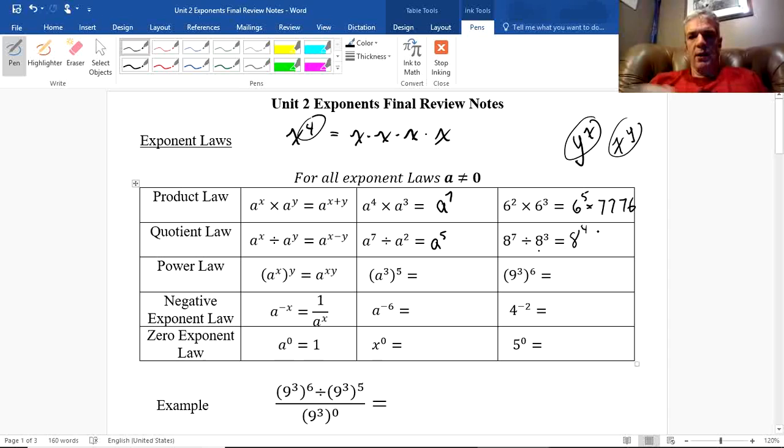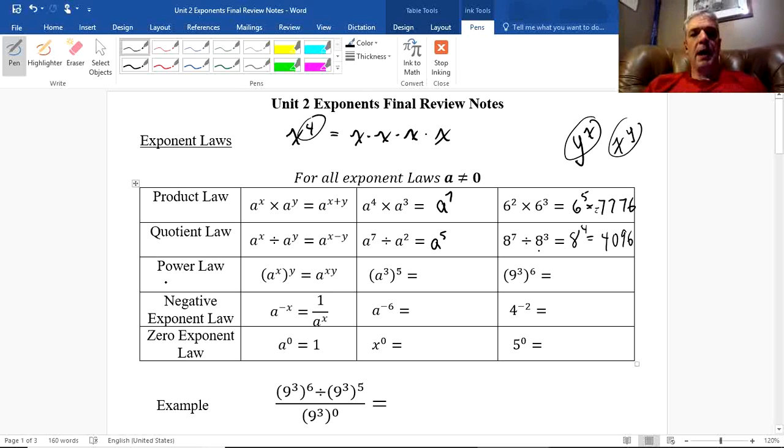which of course we can put into our calculator if we want and get a number. So 8, and then I push the button that has, in my case, the y to the x, and then it puts a little hat symbol and 4, and it gives me an answer of 4,096.